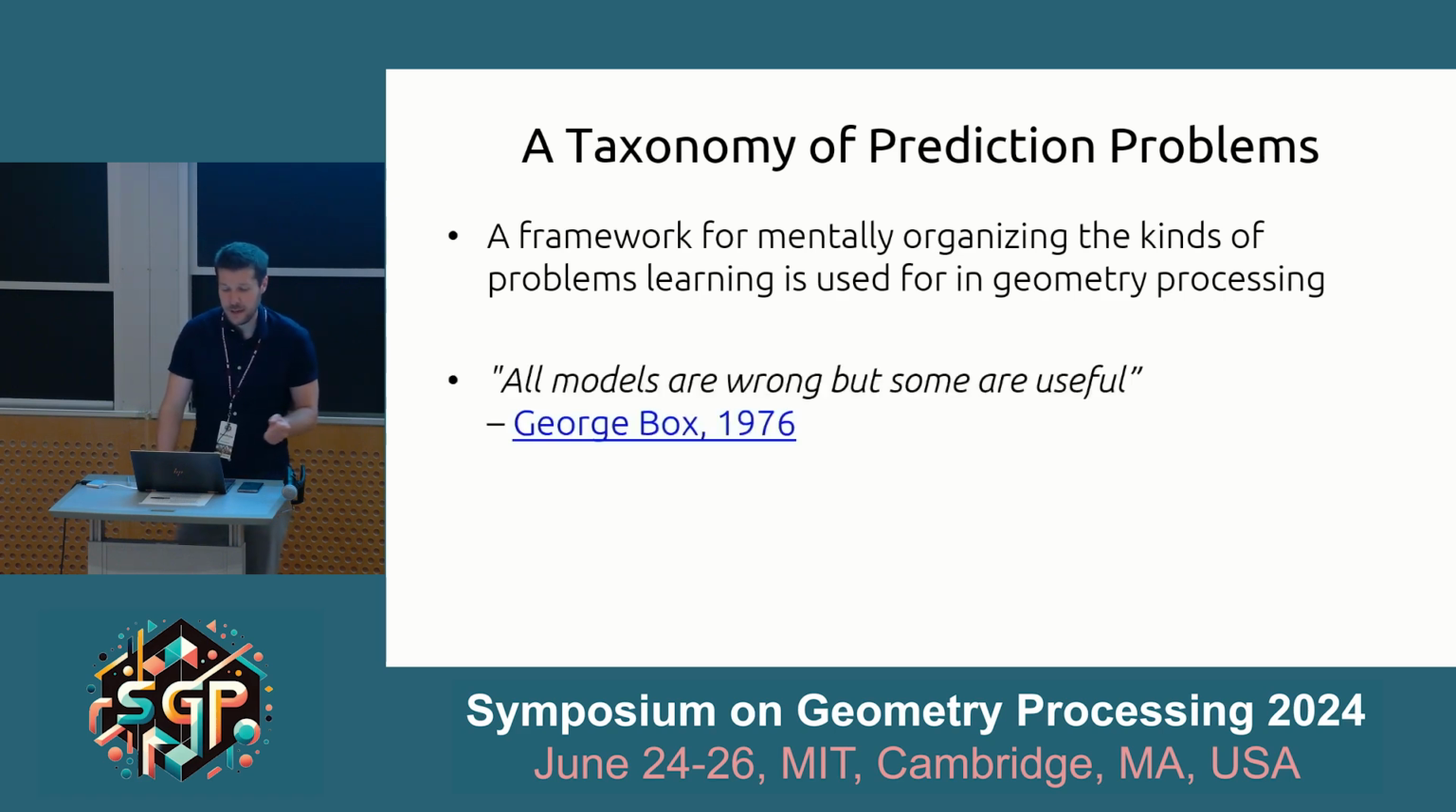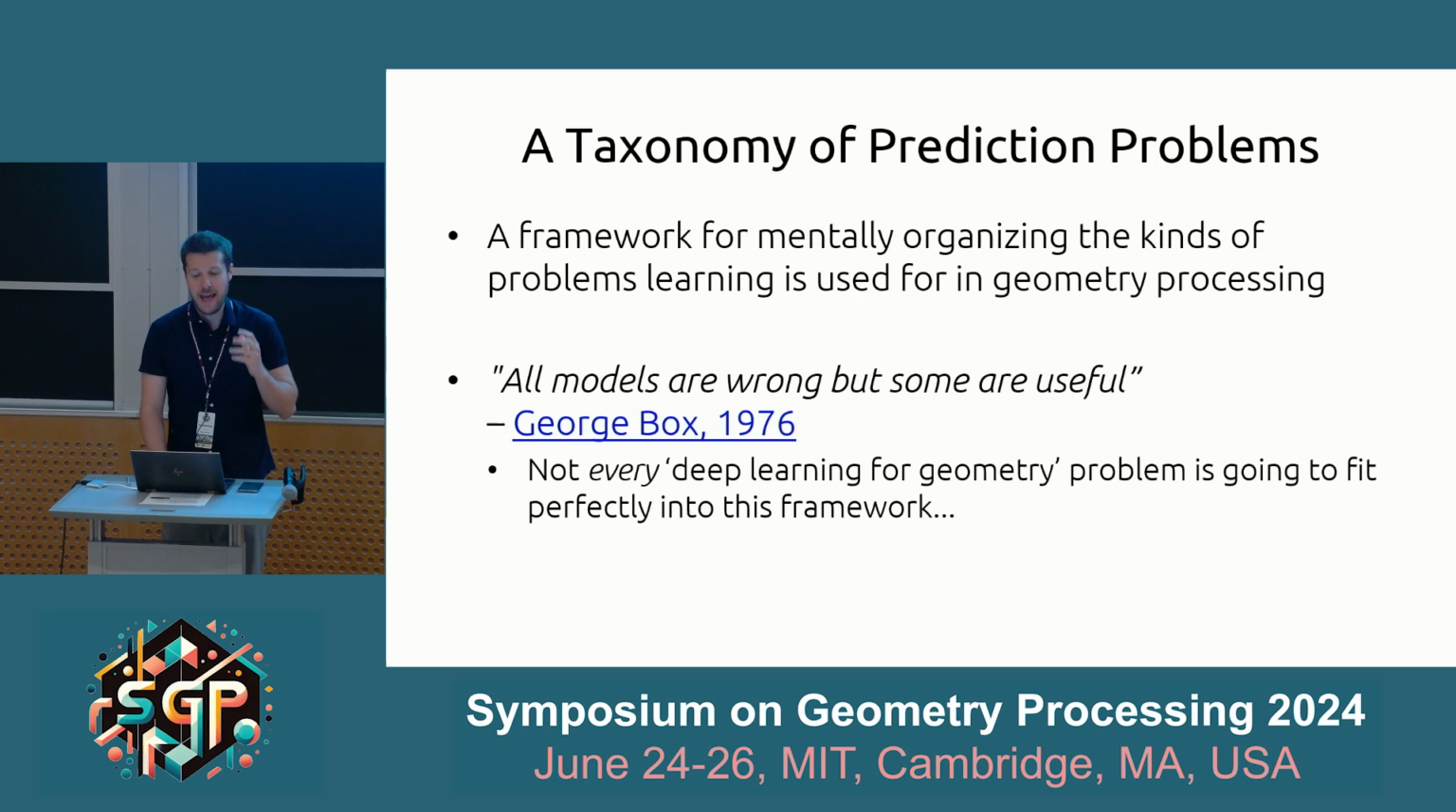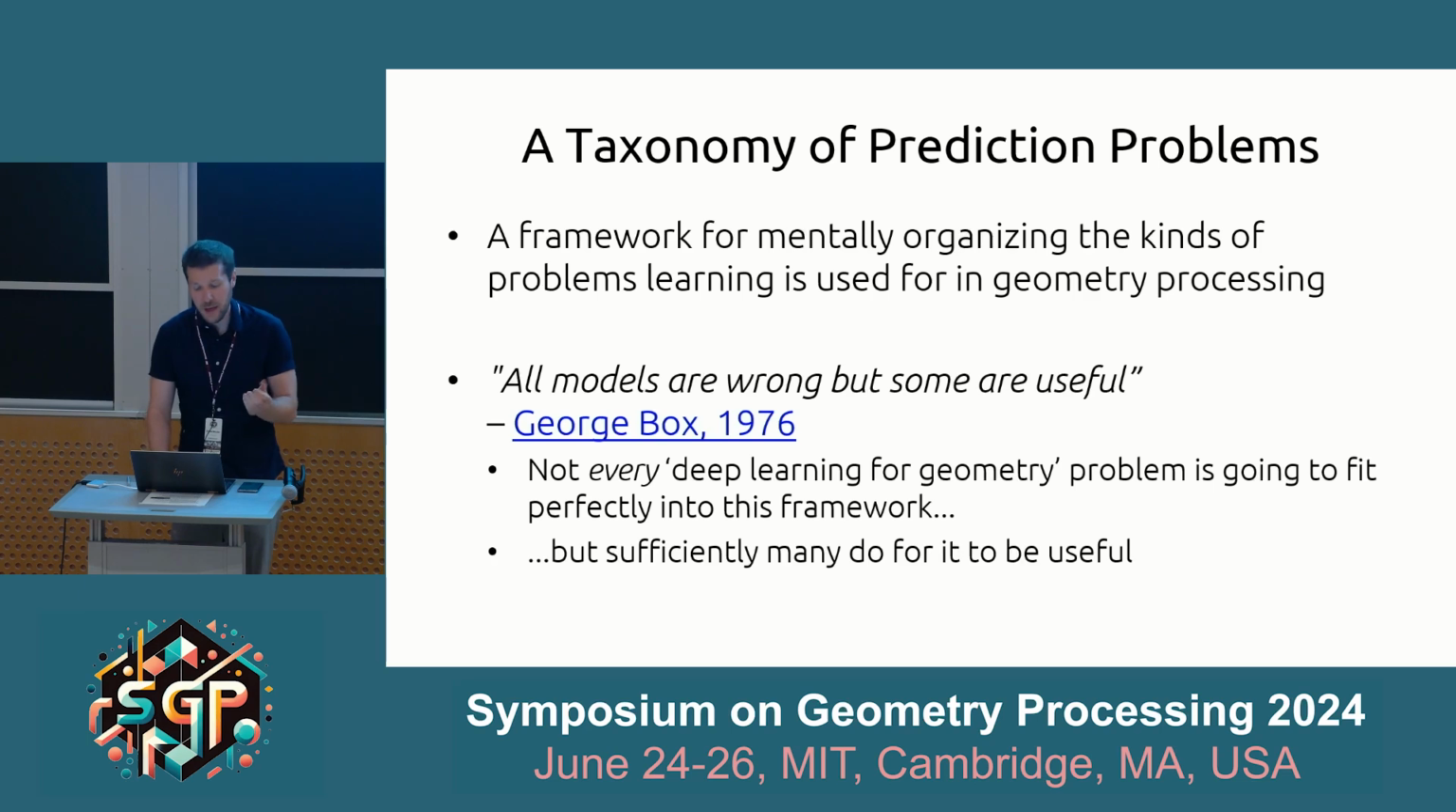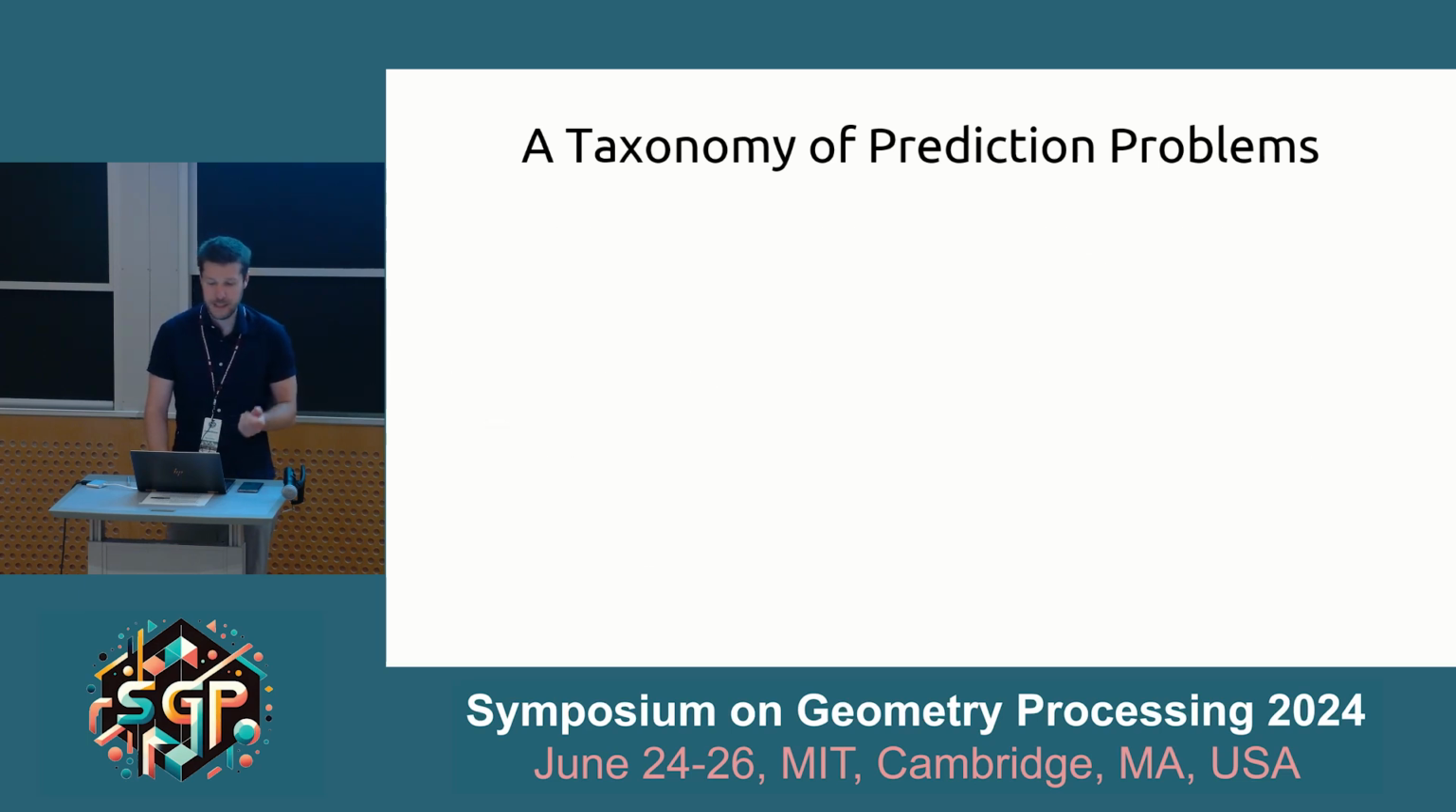I do want to give a caveat. Some of you may have seen this quote before, often attributed to the statistician George Box: all models are wrong, but some are useful. What I mean by that is that not every single deep learning for geometry paper you might find is going to fit perfectly neatly into this framework, but I think enough of them do for this to be a useful way to think about things. So let's dig into it.